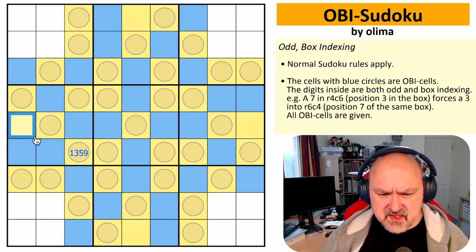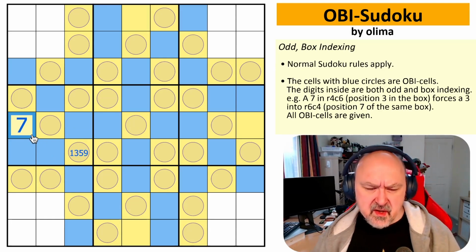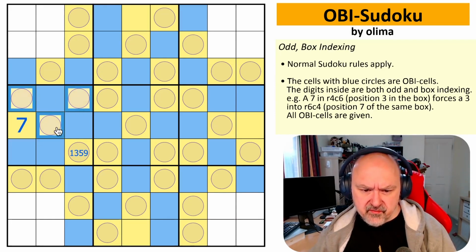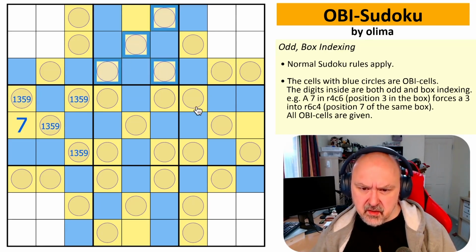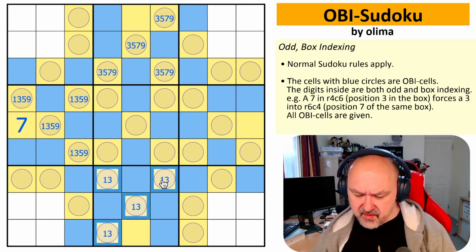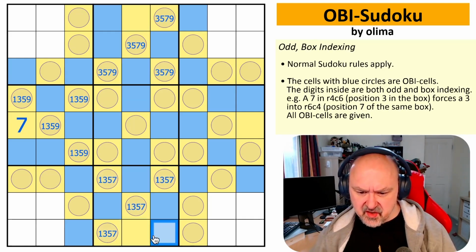So this has to be the 7 is what we're saying. And the same here. If I put a 7 here, this would have to be a 5 and that's not going to work. So all of these are 1, 3, 5 and 9. Similarly up here, all of these are 3, 5, 7 and 9. All of these are 1, 3, 5 and 7 because I can't use the 9.